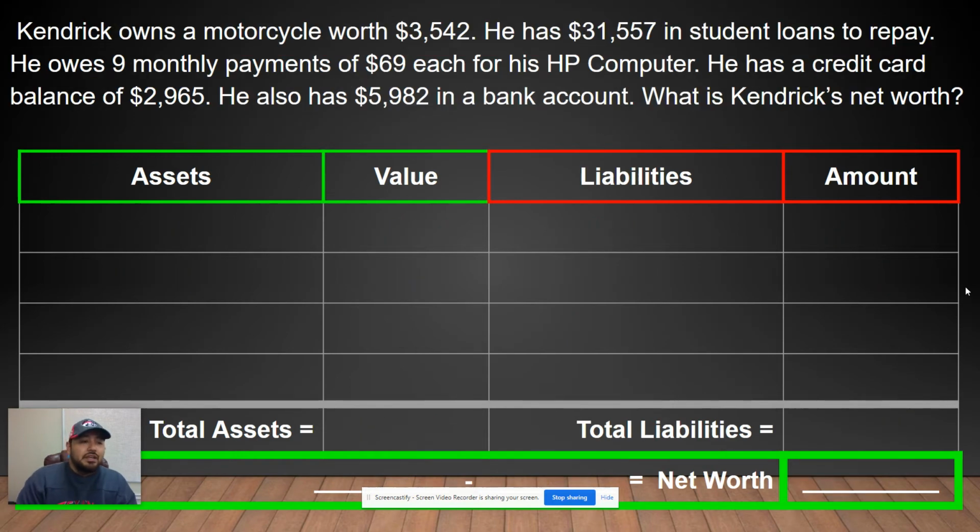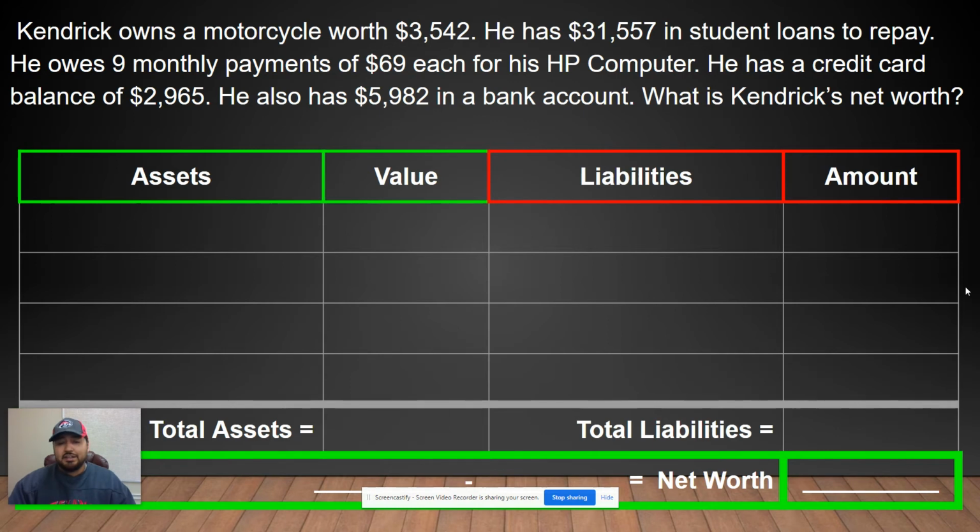Now, this one says Kendrick owns a motorcycle worth $3,542. He has $31,557 in student loans to repay. He owes 9 monthly payments of $69 each for his HP computer. He has a credit card balance of $2,965. He also has $5,982 in a bank account. What is Kendrick's net worth?